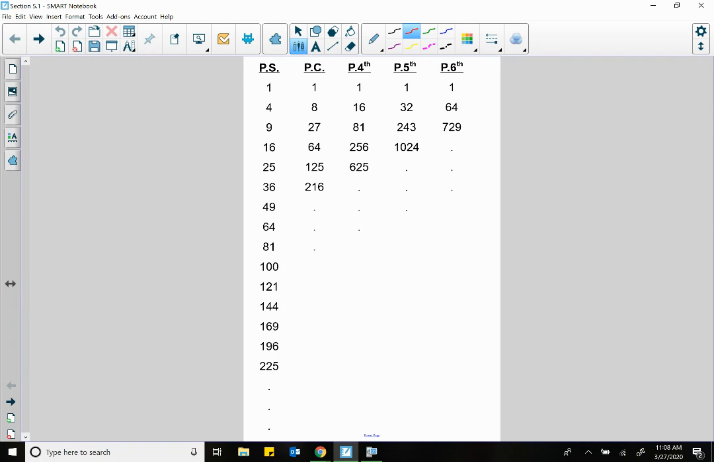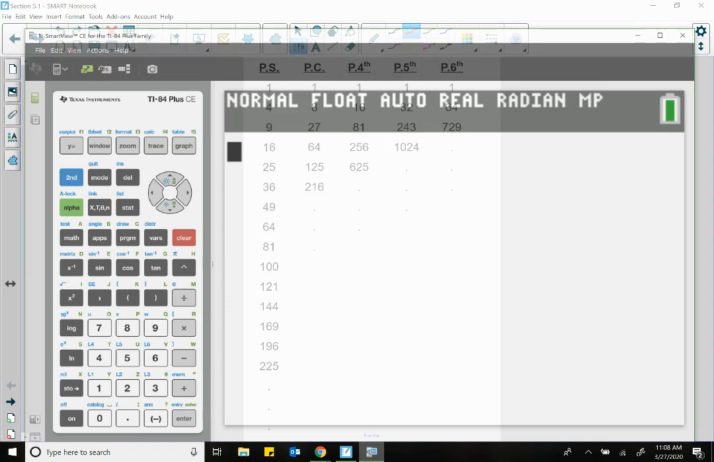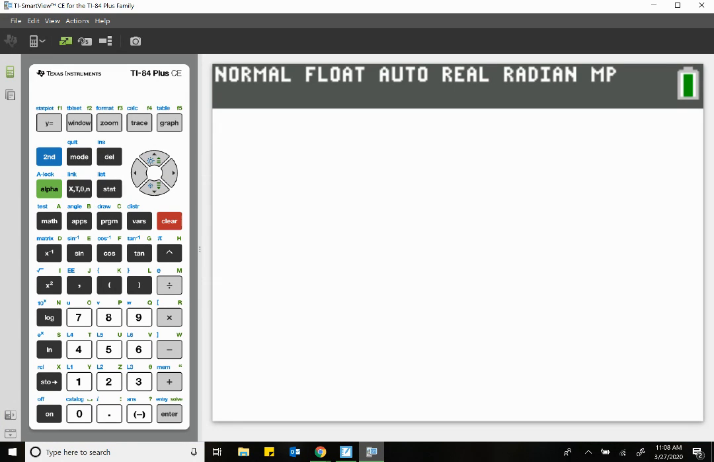So a couple things first. I want to talk to you about the calculator. I want to show you where your radicals are at. If you hit second and x squared, right there's our radical. See how it pops up? But we're going to be dealing with not just square roots, but we're also going to be dealing with cube roots and fourth roots and fifth roots and sixth roots. Oh my. So I want to show you how you can get those.